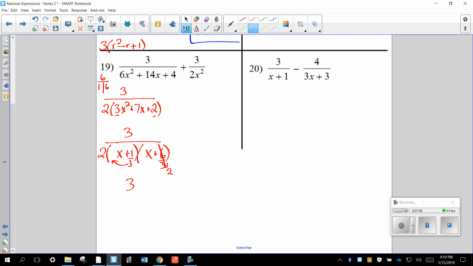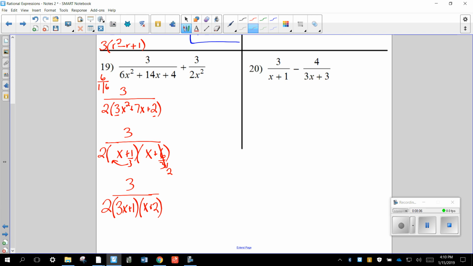So, as the coefficient of that factor. So we'll have 3x plus 1 times x plus 2. Same result as grouping, maybe a little easier, a little faster.